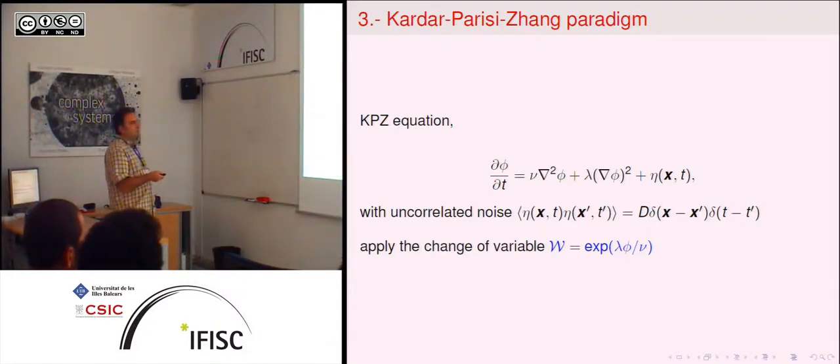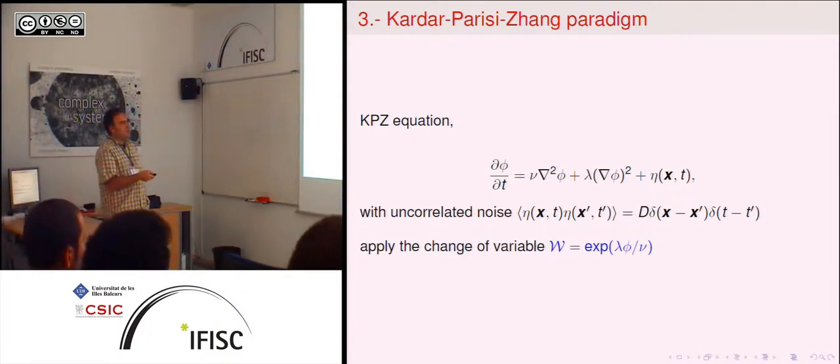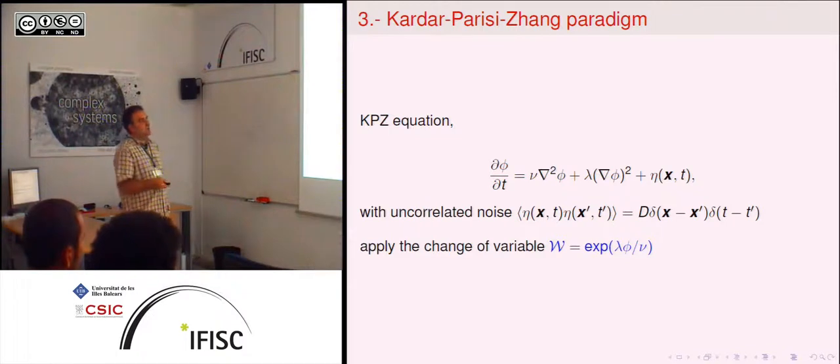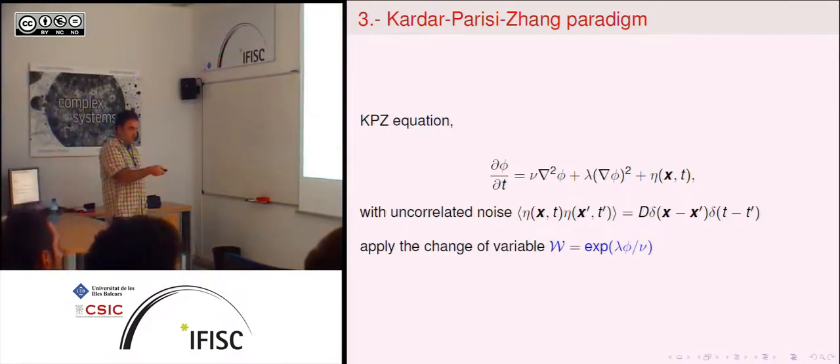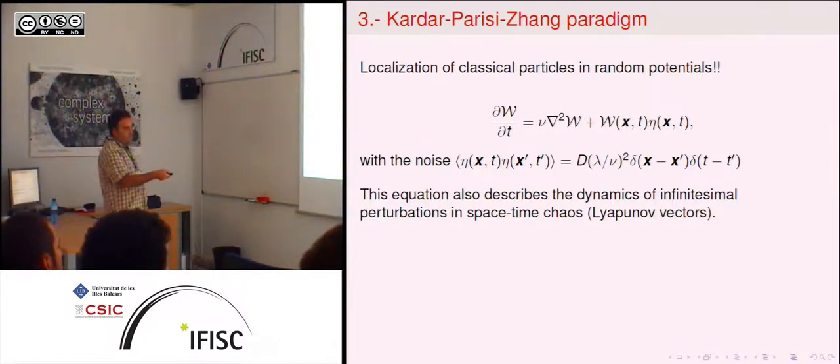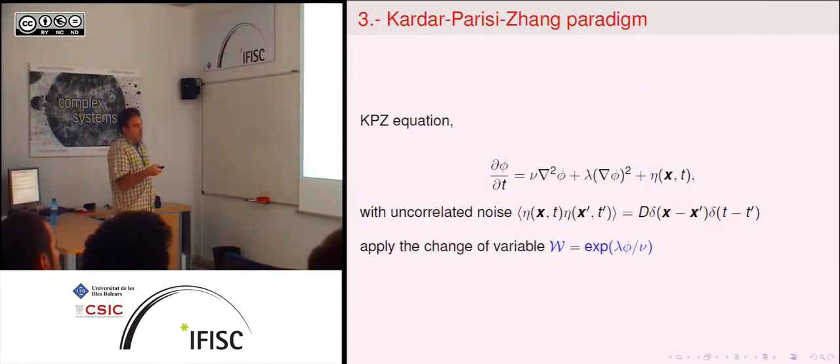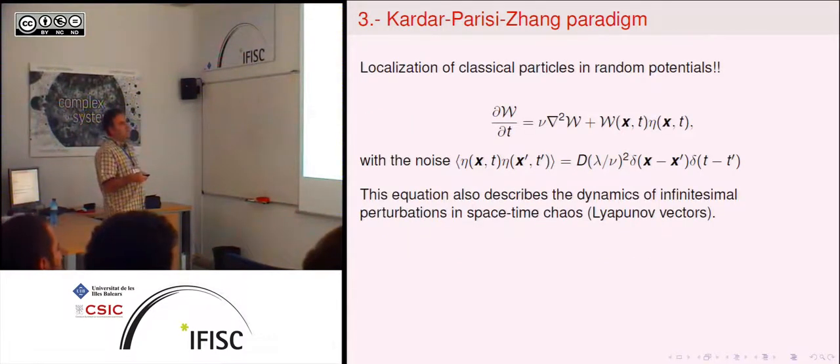I have KPZ. Suppose I do this transformation. I define a new variable, W, which is basically the exponential of my field phi. I just put here lambda over nu just to use natural units. If I do this transformation, I get to this equation. This equation has been very important in the problem of localization of particles in random potentials. So one can realize that if I can say anything about this, I can obtain solutions or scaling behavior or analytical solutions of KPZ.